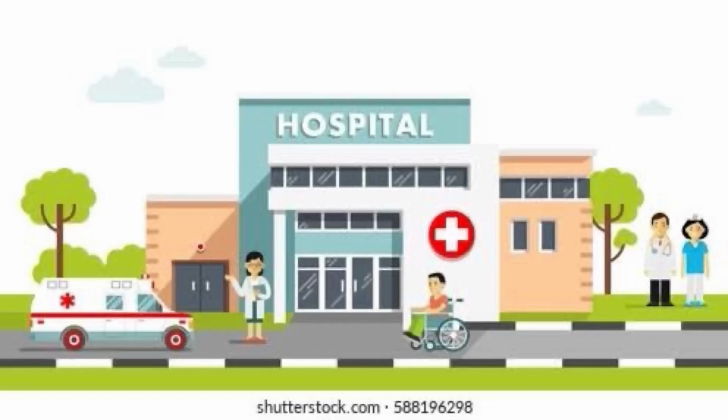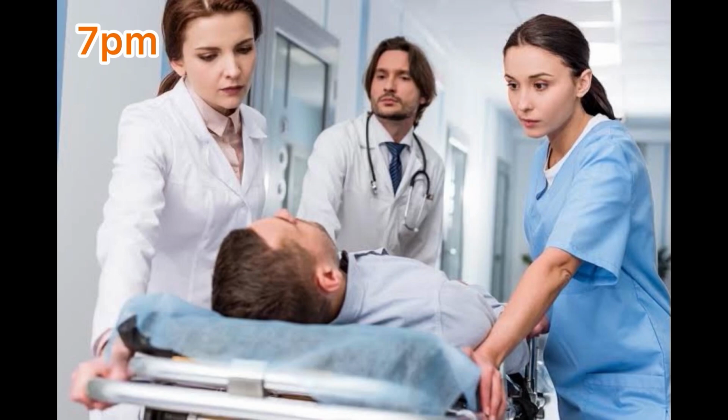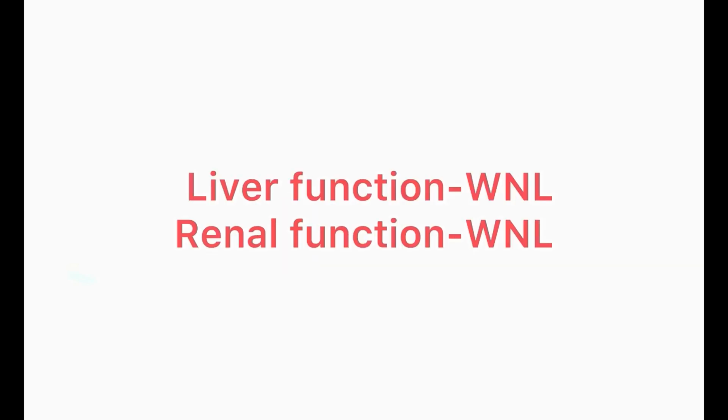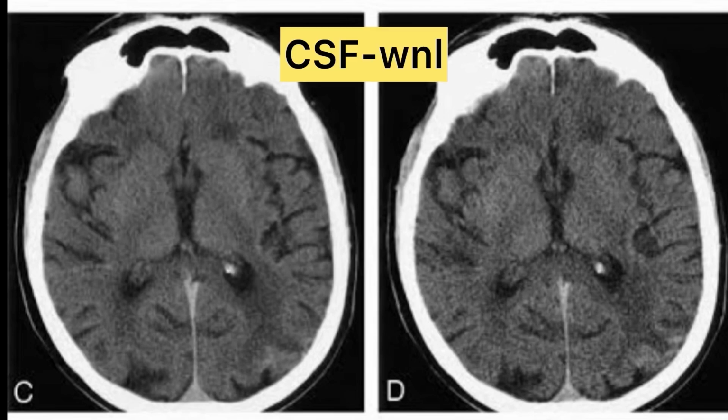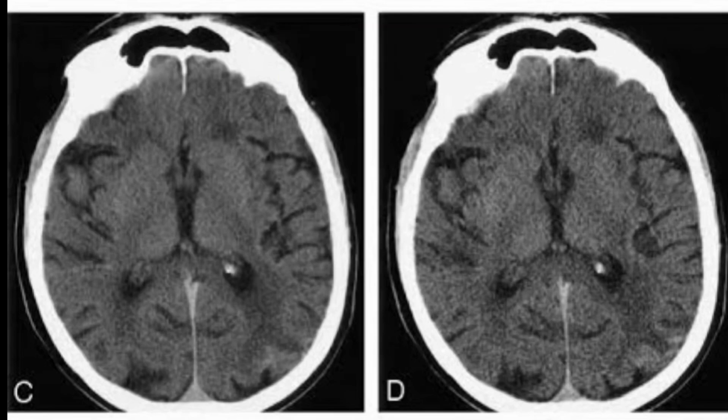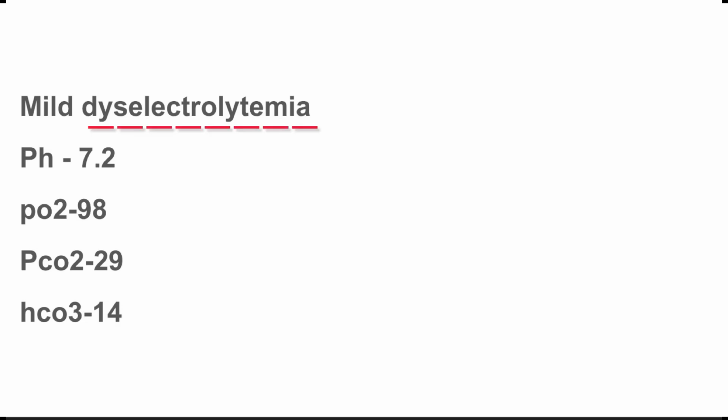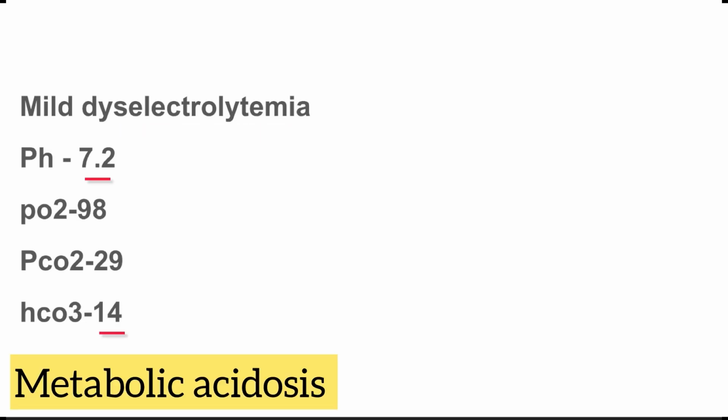He arrived at the hospital at 7 p.m. and was unresponsive to pain. On examination, the patient was comatose. BP was normal, GRBS was also normal, and liver and renal function tests were within normal limits. A CT scan and CSF analysis were also normal. The only abnormalities found were mild electrolyte imbalance and ABG results showing metabolic acidosis.